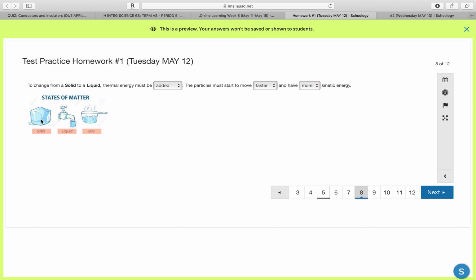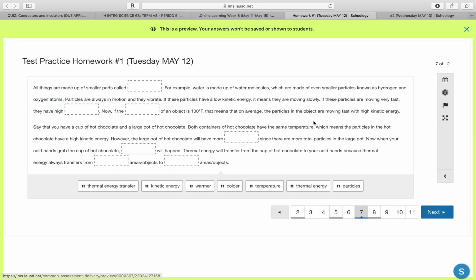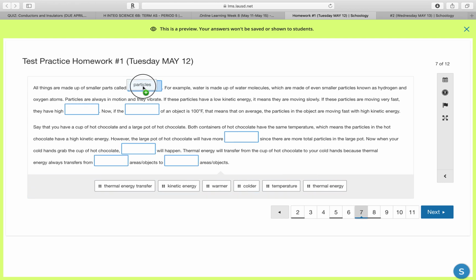So as you add thermal energy, as you add heat to a solid, the particles will start to move around more and have more kinetic energy. And then I skipped number 7, but let's also help you with number 7. All things are made up of smaller parts called particles. Remember, smaller parts called particles.